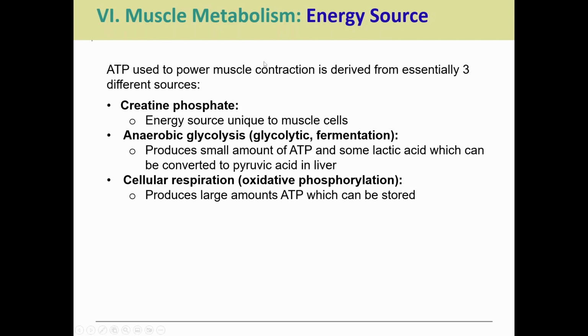So the way we get the ATP from all of these things, we have 3 different pathways we can use. We have the creatine phosphate pathway, also called the CP pathway. This is something unique to muscle cells. We don't see this pathway everywhere. We also have anaerobic glycolysis, also known as fermentation. This is going to produce some ATP, but also lactic acid. It's not very efficient compared to the last one, which is cellular respiration, where we can make large amounts of ATP very efficiently. This is the one, though, that requires oxygen, so we can only use it under particular circumstances where oxygen is readily available.